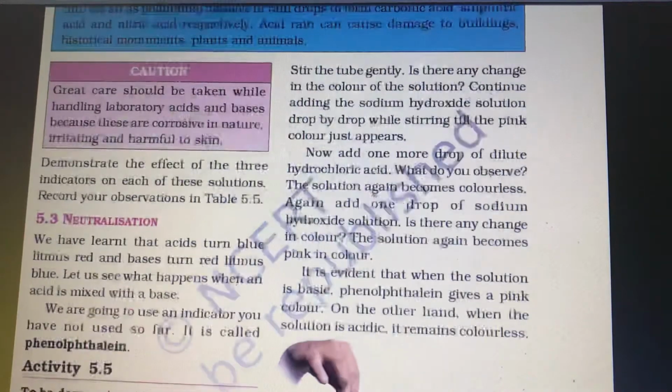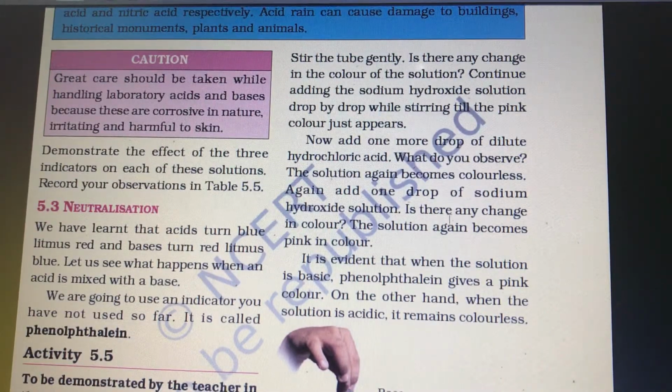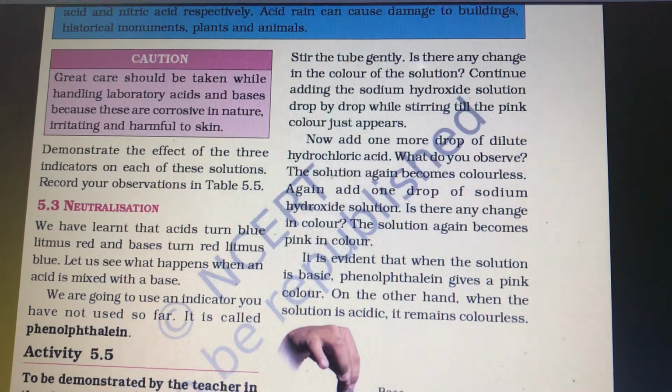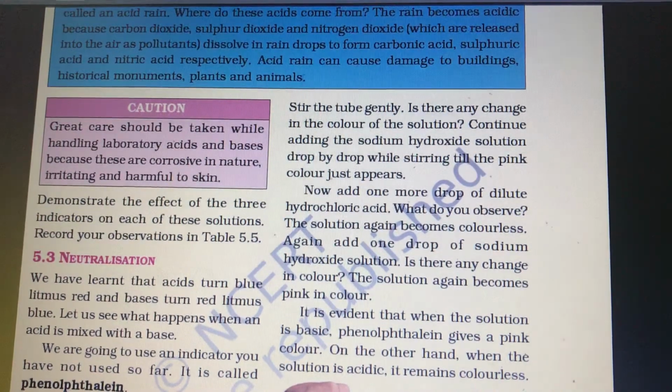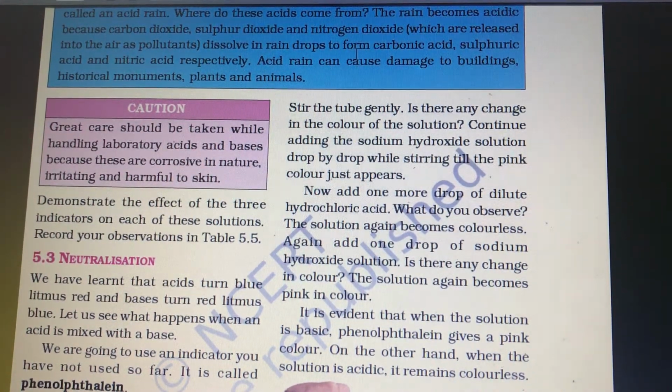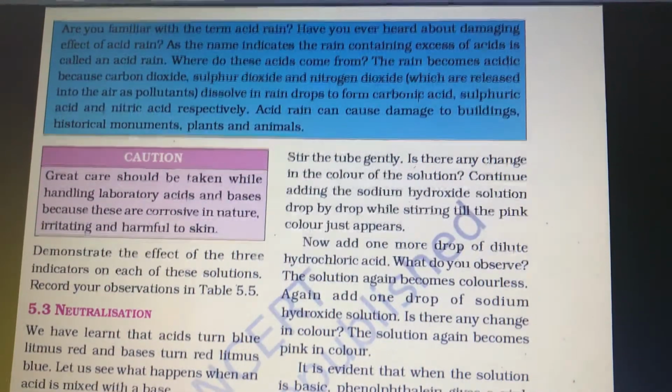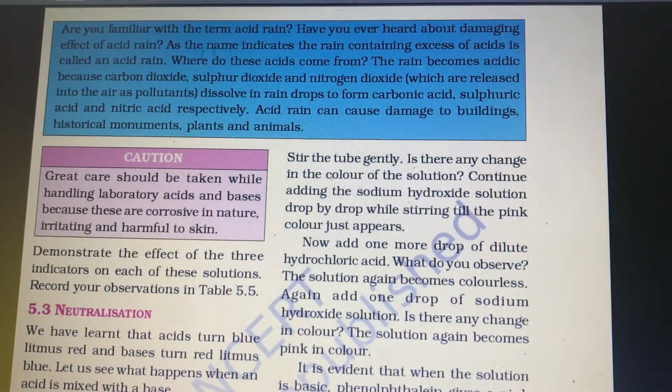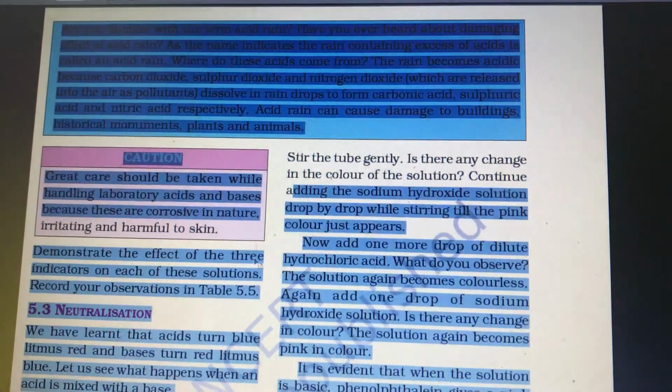Then we have acid rain. Acid rain is formed when there are extreme pollutants like sulfur dioxide, nitrogen dioxide in the air, and they dissolve with rainwater, and they form carbonic acid, sulfuric acid and nitric acid respectively. That's why your parents always advise you not to take a shower in the first rain, because it has acids in it and they may cause allergies. So acid rain can also cause damage to buildings, historical monuments, plants and animals. This is the effect of the acid rain.